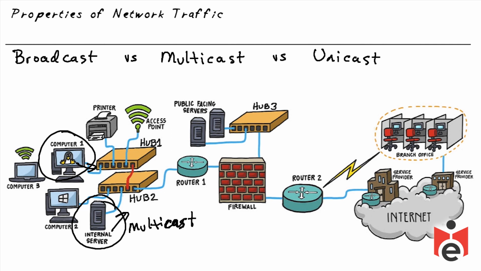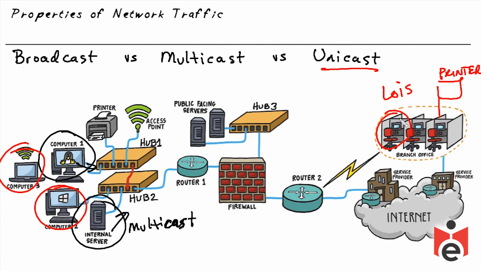So if the intended audience is, for example, computer 2 and the wireless device, who are part of a multicast group, that's an example of multicast traffic. Traffic that's intended for a group of computers. And then last but not least, we have unicast traffic. Unicast traffic is traffic that's intended for one other party. A user at this branch office right here, let's say that's Lois, let's imagine that she's connected to a printer. When she sends that print job to the printer, that traffic is intended for just that one device. Not a group, not a broadcast, but just one device. That would be an example of unicast traffic.